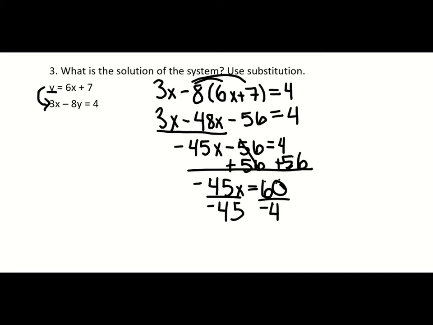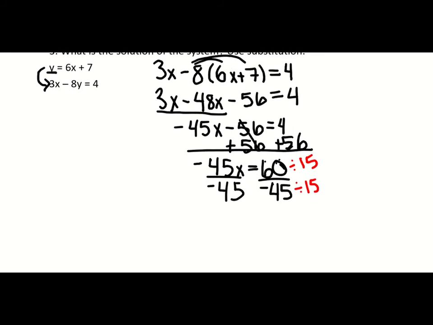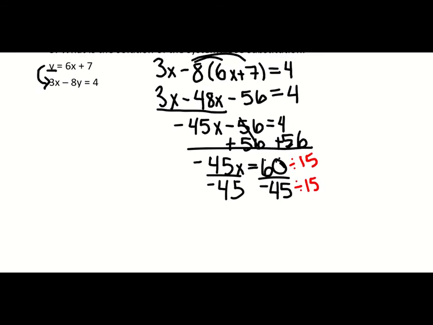Come on, pen, cooperate. There we go. Now, 45 does not go into 60, but I can divide both of these by 15. So I'm going to simplify my fraction. Yes, we will not always get whole numbers, just like with graphing we didn't. It was just easier with graphing because the calculator did most of the work for us.